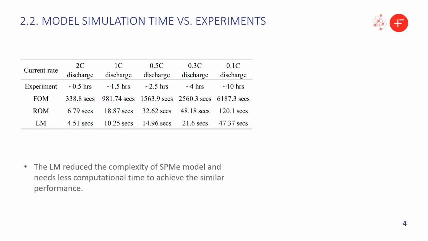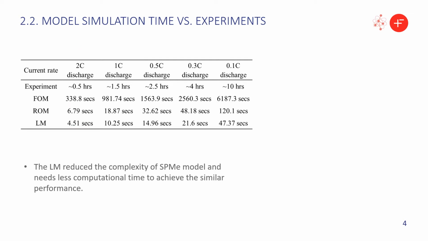The comparison among different models is shown in the table. For example, when the lithium cell is discharging with a current of 2C, it takes about half an hour in the experiment, while in the simulation, the full-order model takes more than 300 seconds. The reduced-order model takes 6.8 seconds, and the linear model takes only 4.5 seconds, with all models achieving similar performance in tracking the value of the experiment.